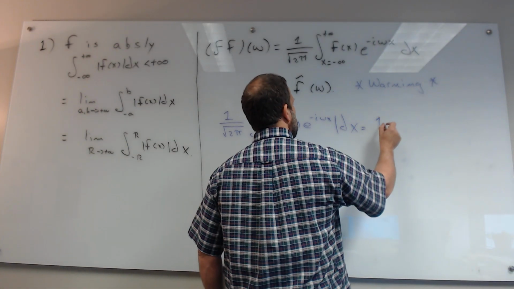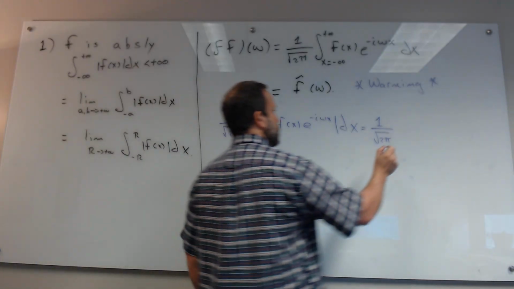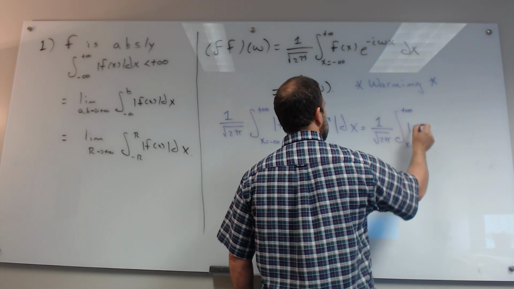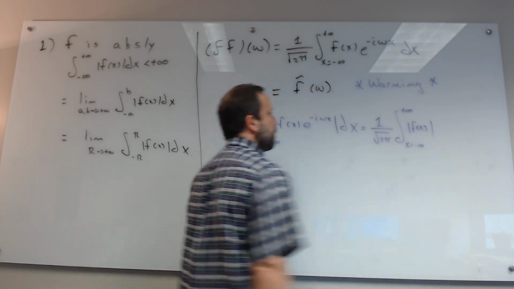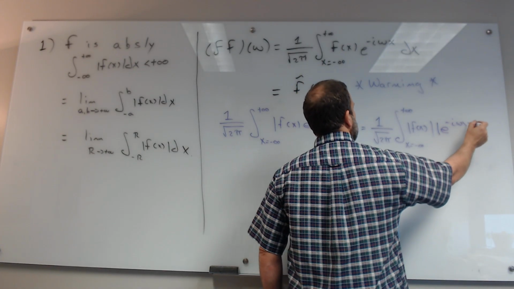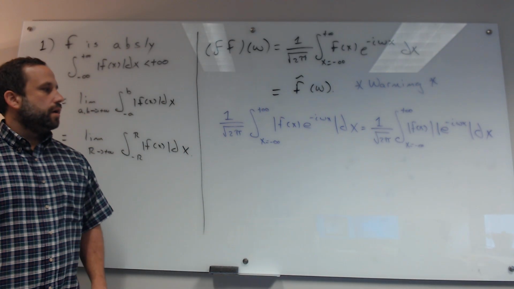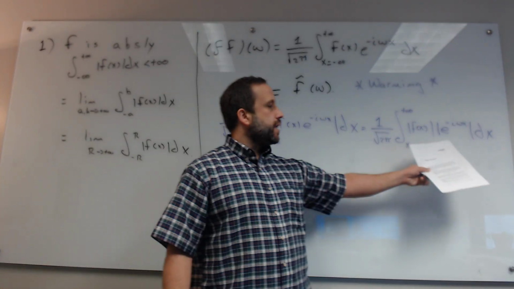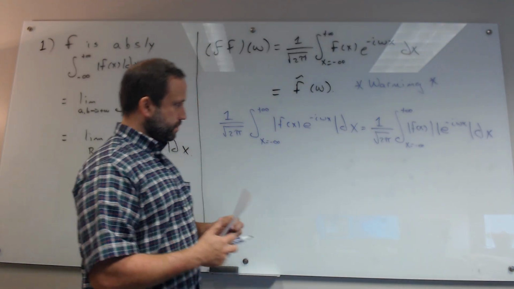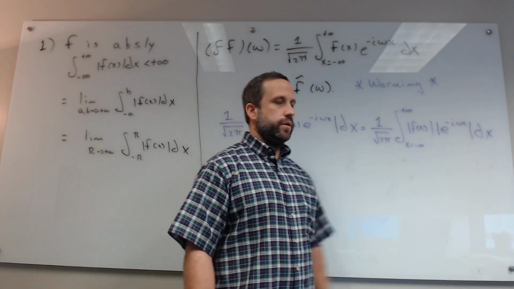This is equal to 1 over the square root of 2 pi times the integral from x equals minus infinity to positive infinity of the absolute value, or the modulus, of f of x, times the modulus of e to the minus i omega x dx. Now, e to the minus i omega x is a complex number on the unit circle, so its modulus is always going to be equal to 1.